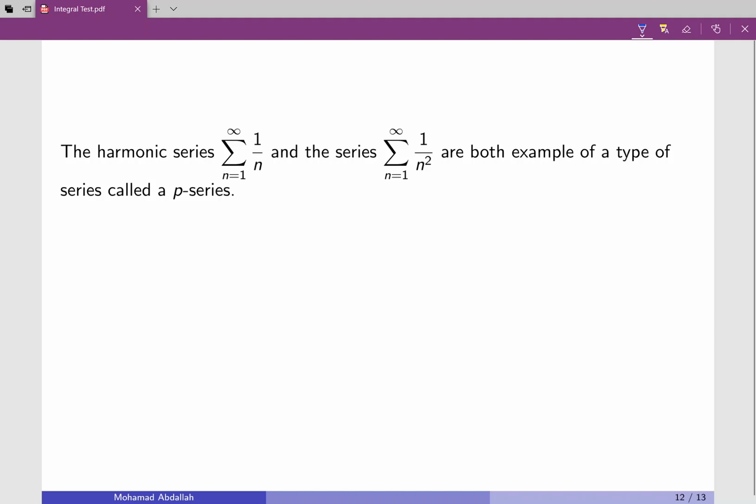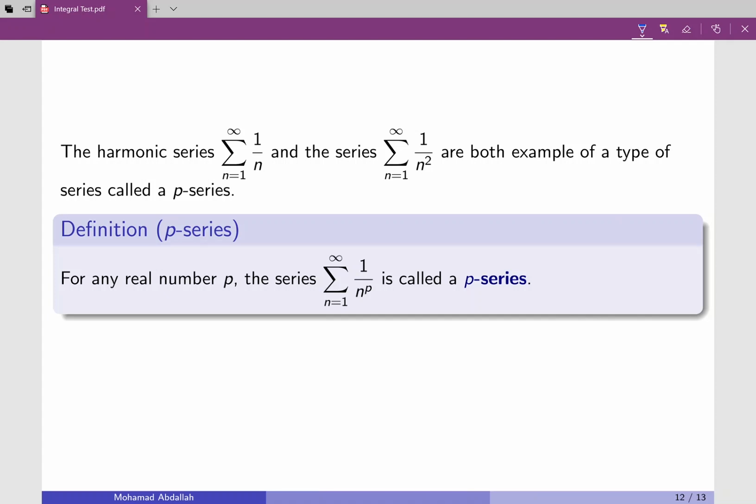Now we saw the harmonic series diverge, and the summation from n equal 1 to infinity of 1 over n squared converge. Like we had the integral of 1 over x to the power p, and we call it p integrals. So here we call these p series. So any series of the form this is called a p series. The idea is very similar to p integrals.